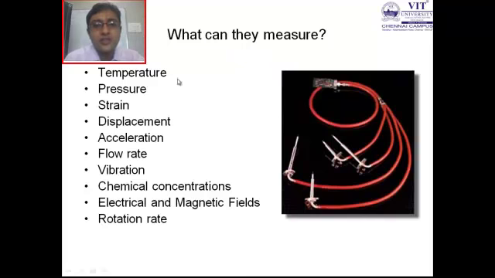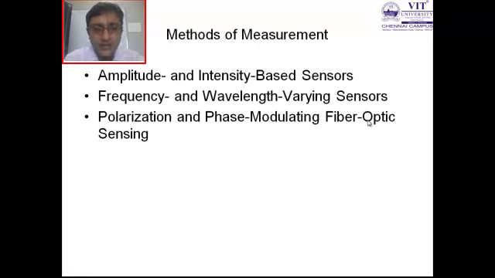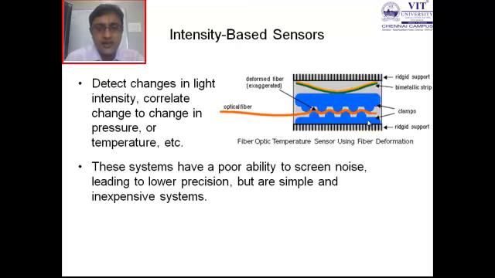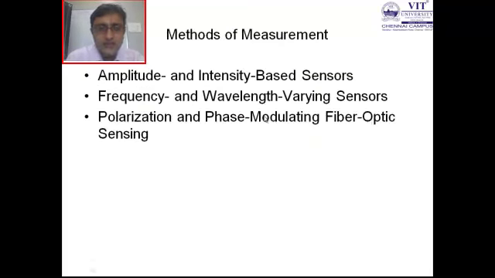What all can we measure using an optical fiber sensor? Physical quantities like temperature, pressure, strain, displacement, acceleration, and so on to rotation rate. All these parameters are physical quantities which can be converted into their electrical equivalents using fiber optic sensors. Now how do you do that? Let us now only talk about amplitude and intensity based sensors. Amplitude of an optical fiber refers to the intensity of the light which is being carried by the optical fiber cable.